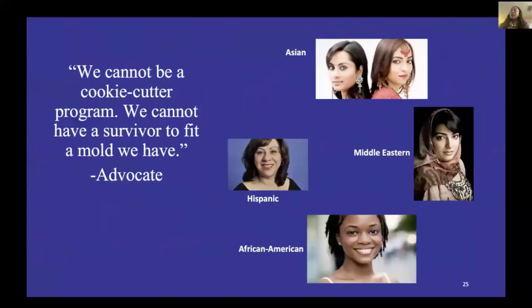We cannot be a cookie cutter program. This is one of my favorite quotes from an advocate. She said, "We cannot be a cookie cutter program. We cannot have a survivor fit a mold that we have. Everybody is different. Yes, we are a melting pot, but as I just explained about each of these different cultures, albeit very briefly, we know that they are all very different and they all require certain things and have certain needs that we must adjust to."